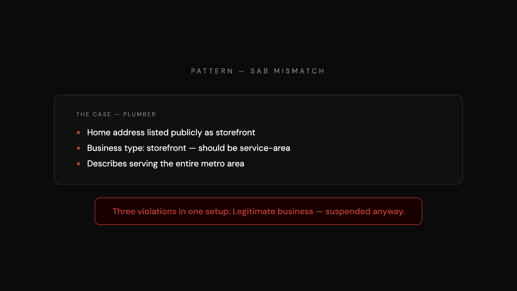And Google's rule is, if you're a service area business, your address must be hidden. You define a service radius instead. The most common mistake: a plumber sets up their GBP with their home address visible, lists as a storefront, and describes serving the entire metro area. There are 3 violations in one setup. The business is legitimate, but it is suspended anyway.